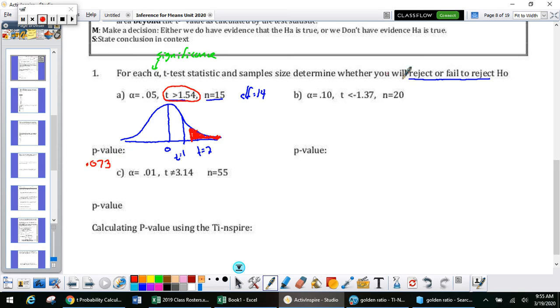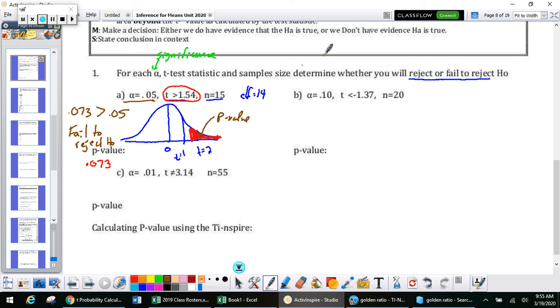Okay, then it asks us to make a decision. Would we reject or fail to reject? What was alpha? 0.05. So 0.073 is greater than 0.05. Remember, my p-value is greater than alpha, so we fail to reject H0. And again, remember, this area right in here is my p-value. Okay, so there's the first one.